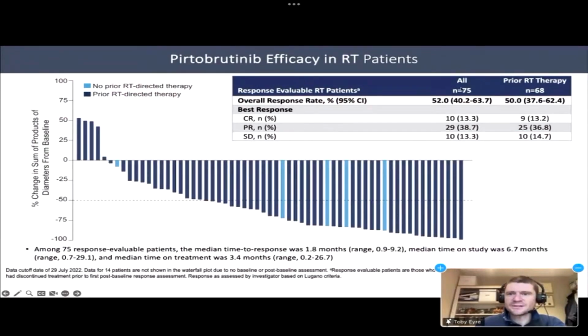Here's the data with Richter's, 75 patients, most of which are previously treated. And you can see here the overall response rate over 50%, with actually tumor reduction in most patients, at least initially. So certainly demonstrating single agent substantial activity in this disease. But one of the issues here is the relapses occur earlier. So median progression-free survival in this whole cohort is only about 3.5 months.